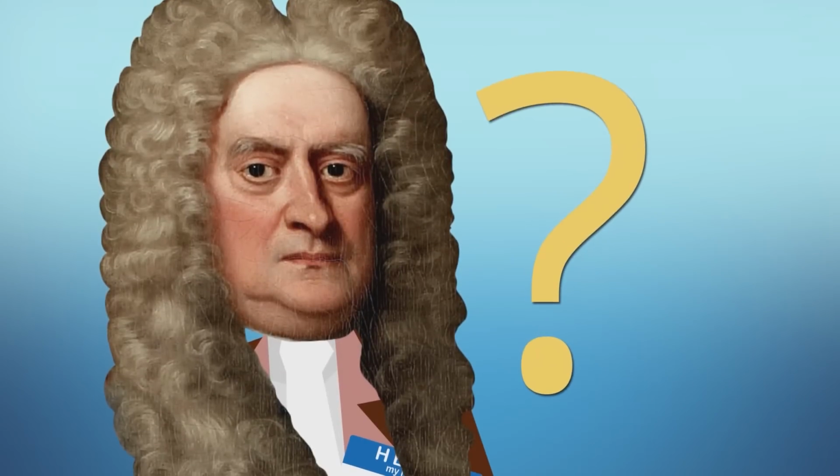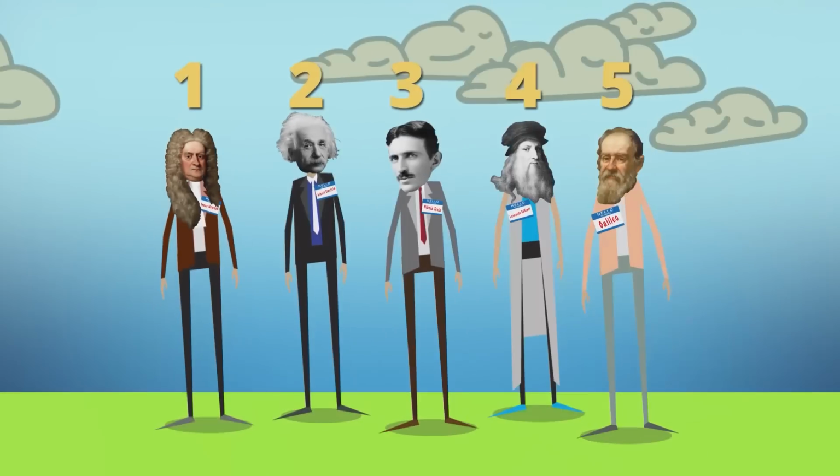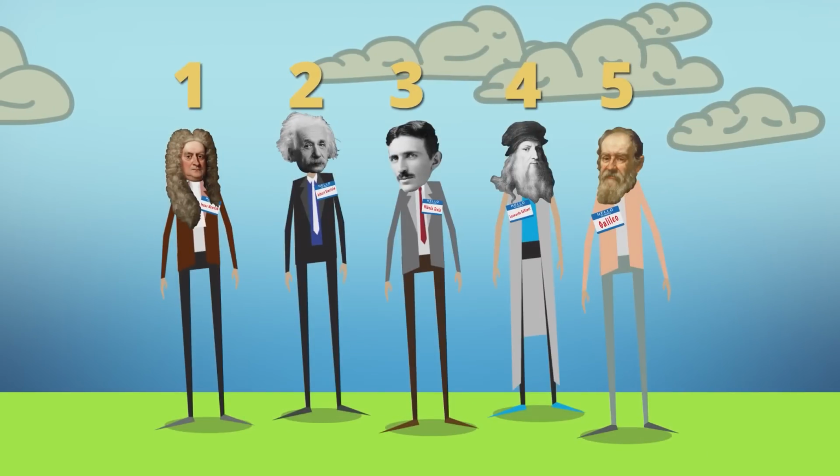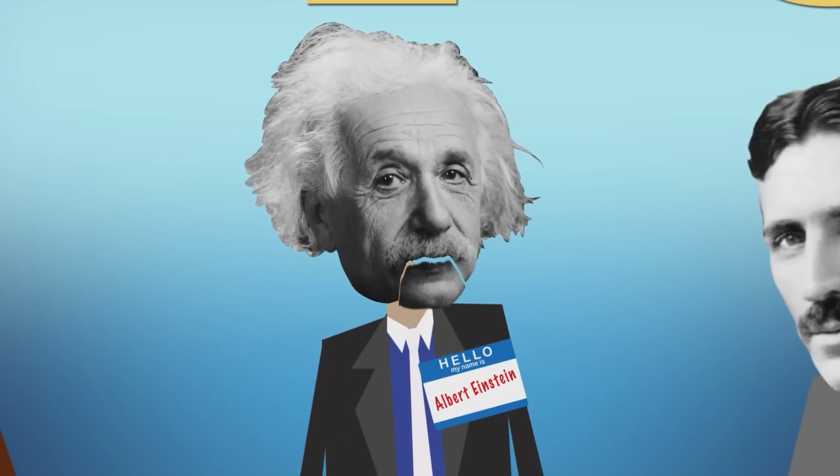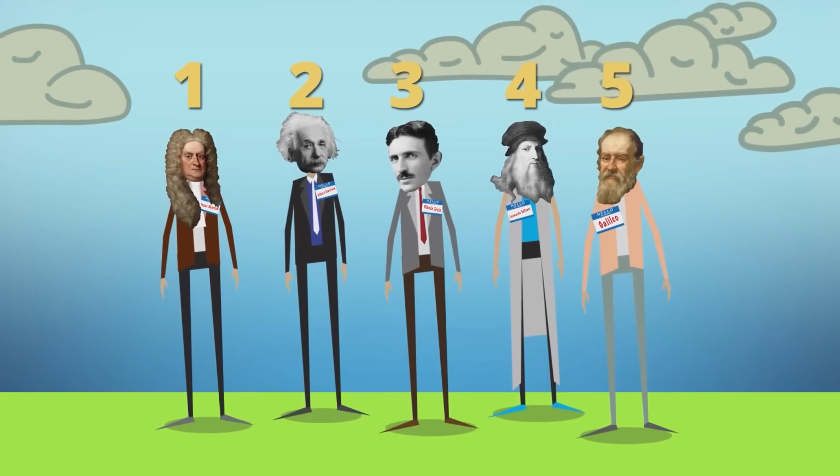Who was Isaac Newton? He was a mathematician and probably number one on the list of top scientists of all time. Albert Einstein said Isaac Newton was the smartest person that ever lived. You've got to be special if Einstein is calling you smart.